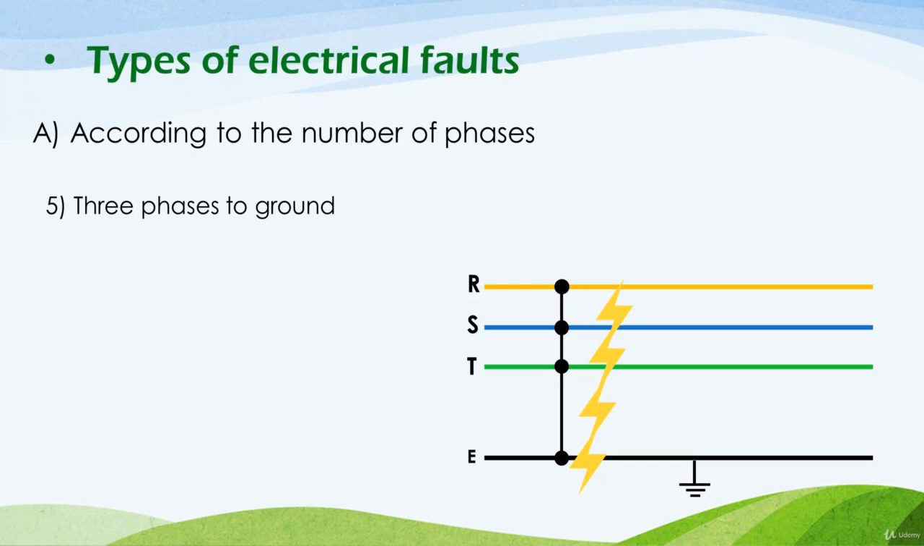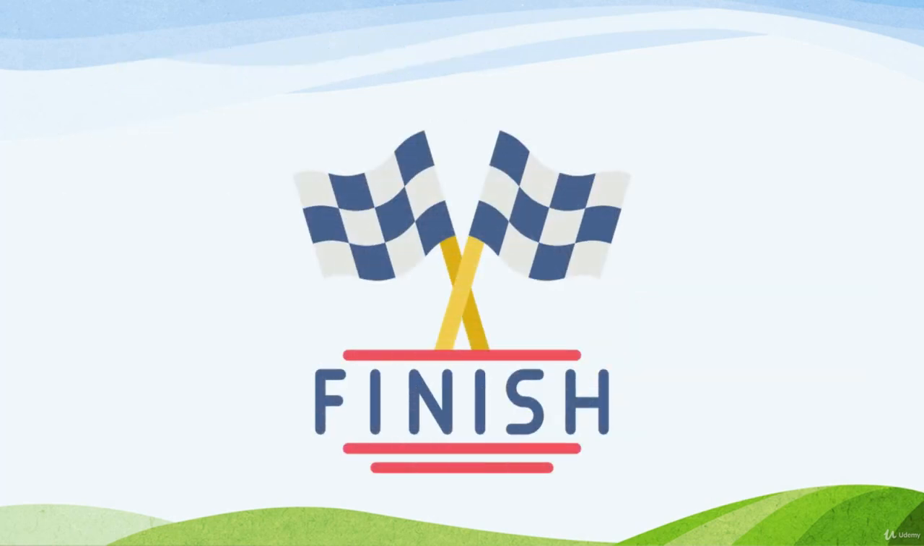Very good. So that's about the first categorizing process according to the number of phases, and in the next tutorial we will continue illustrating the rest of the categorizing types. Hope that's clear right now.